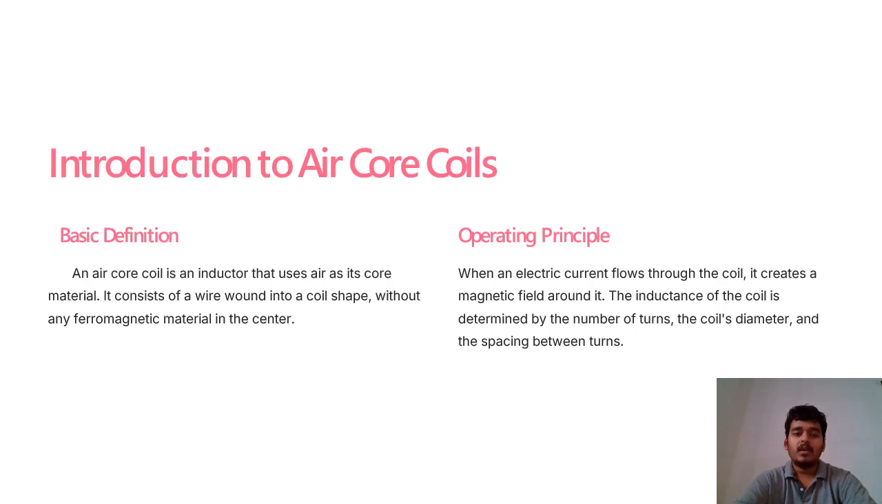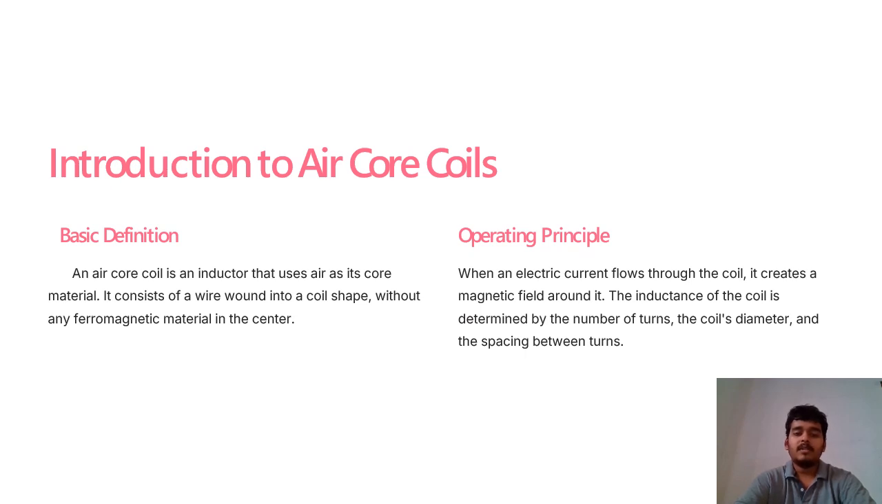Introduction to air core coil. The basic definition is that an air core coil is an inductor. We know that when a copper wire is twisted into a coil, it acts as an inductor that uses the core material. It consists of a wire wound into a coil shape with a ferromagnetic material in the center.